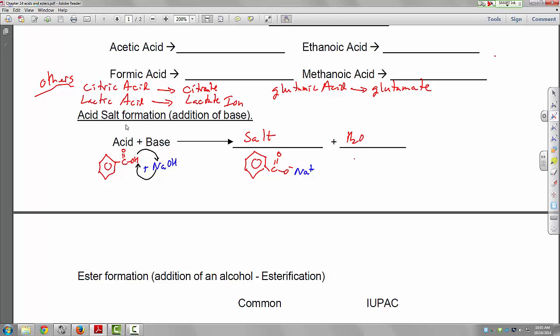I'll write water as HOH. So this hydrogen displaces the sodium, and you get HOH, or water. And when we name these, with salts we always name the cation first, so it's sodium, and then the anion. What is the name of this anion? Well, this was benzoic acid. We drop the ic acid, we add ate, so this becomes sodium benzoate.